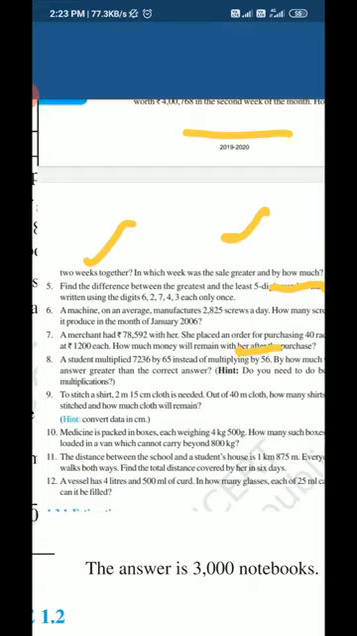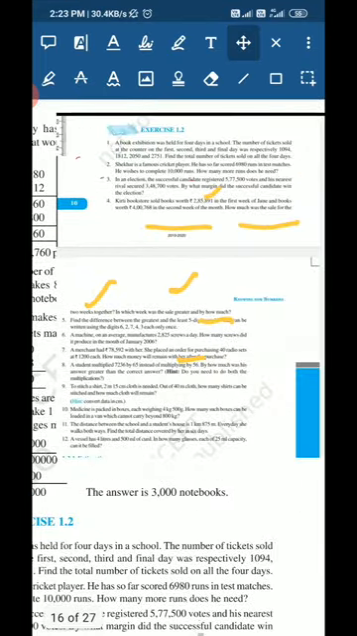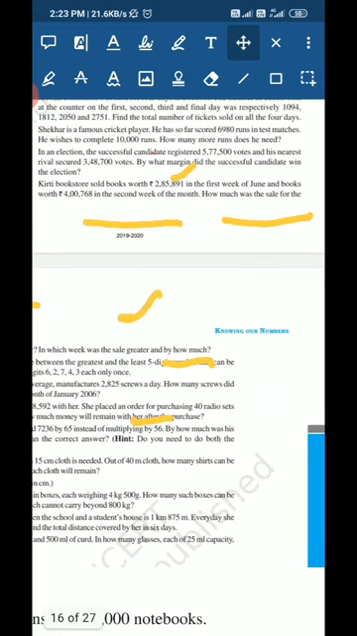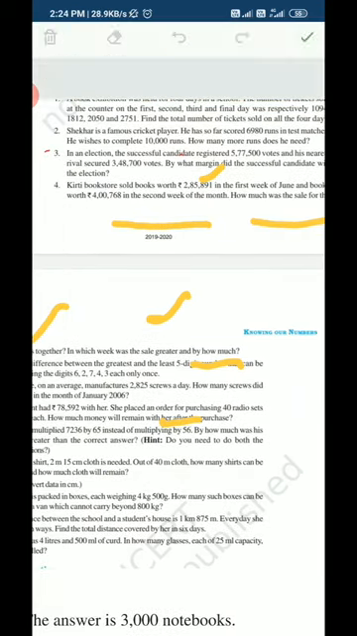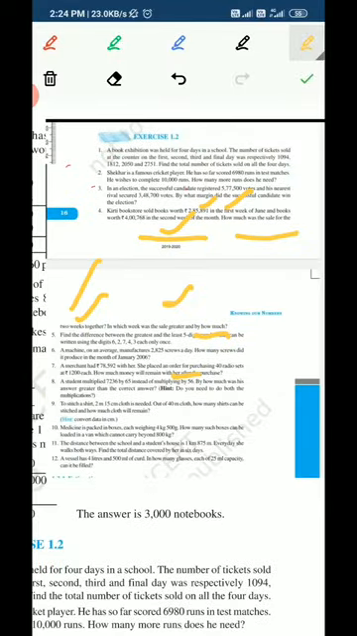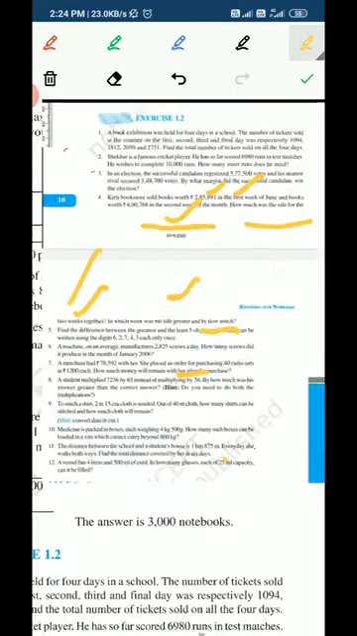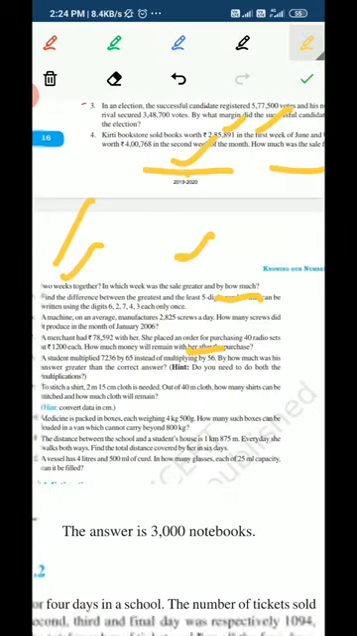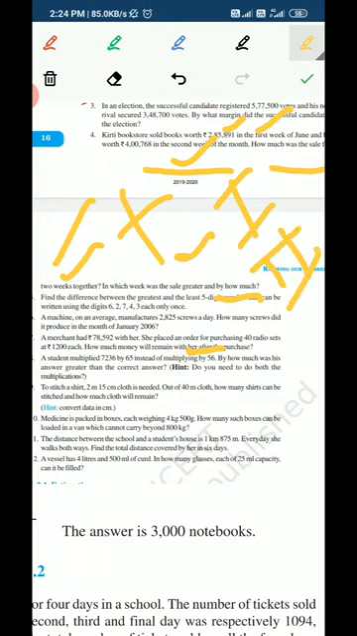So what are they giving us? They are giving us the Kirti Bookstore sale for the first week and for the second week. They have given the sale for the first and second week, and they are asking us the sale for the 2 weeks together. So I hope you have understood what we have to do. Yes, of course we have to do the addition in this question. We have to add the first week and the second week. When we add the first and second week, we will find the total sale of 2 weeks together.